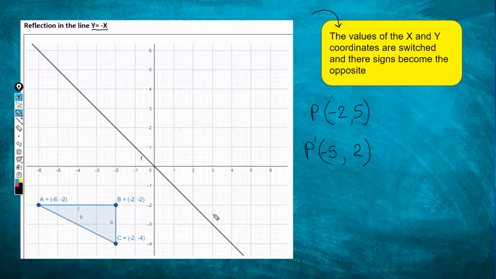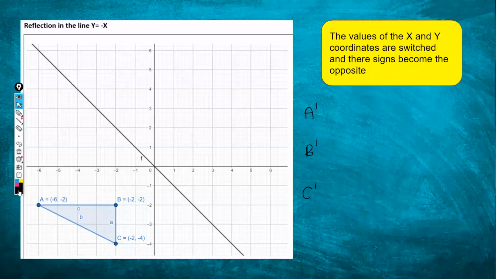You don't have to draw the graph, but do you all think you can get A prime, B prime, and C prime for me? It shouldn't be too hard, right? You switch positions and make each individual one the opposite. Send the answers on the chat, please.